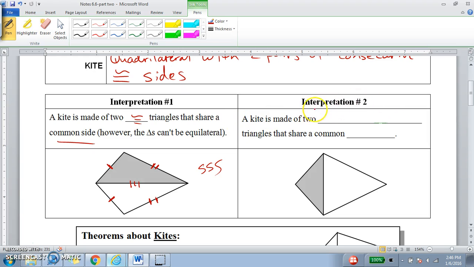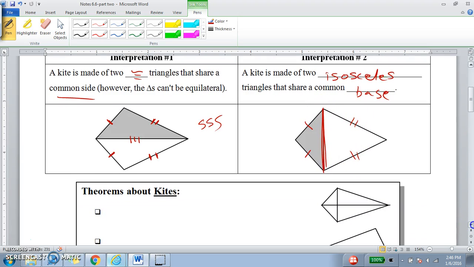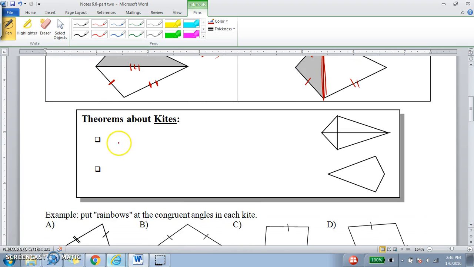A different interpretation is that a kite is made of two isosceles triangles that share a common base. So this would be the base of the triangle. This side would be congruent to this side, so we've got this shaded isosceles triangle, and then this non-shaded isosceles triangle. These two sides congruent, and then this is the base.